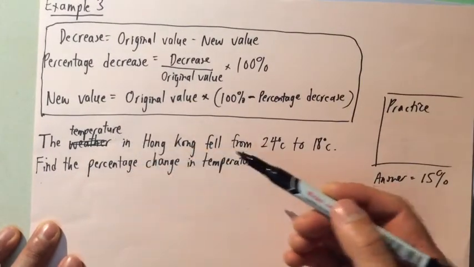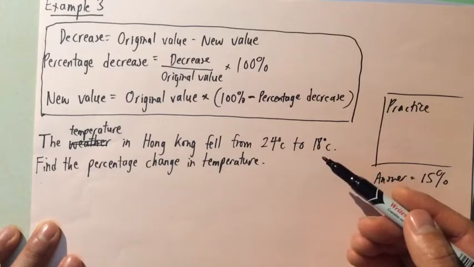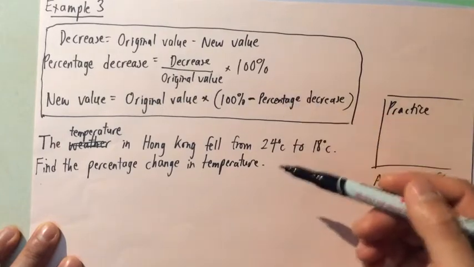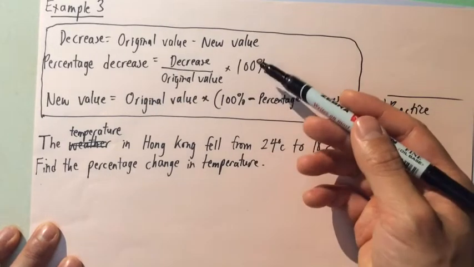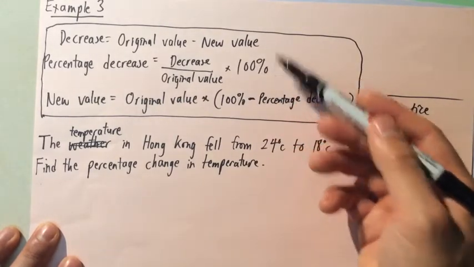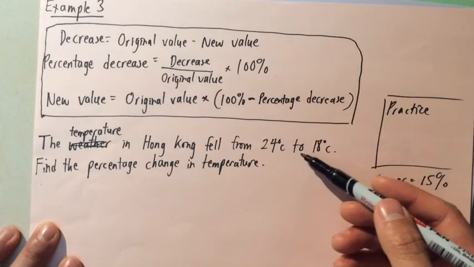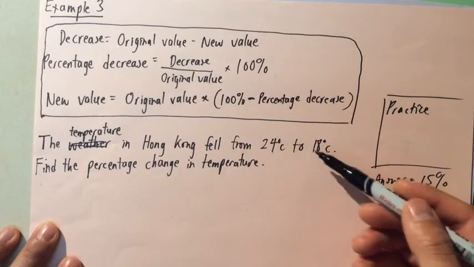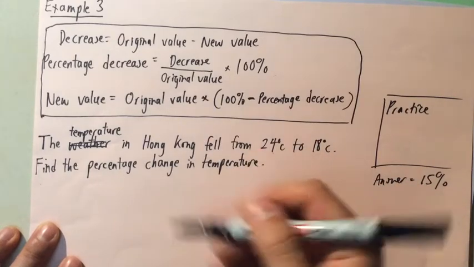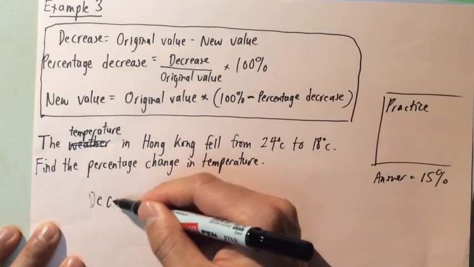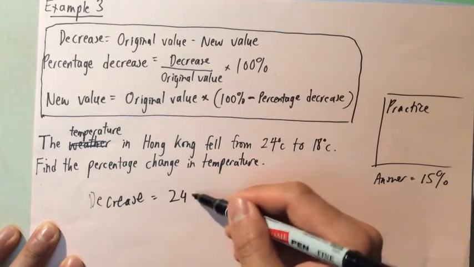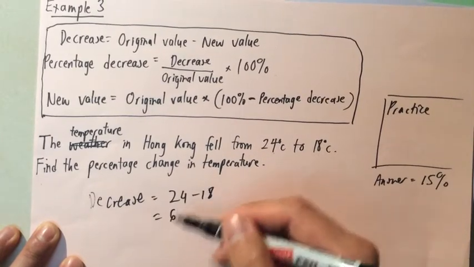The temperature in Hong Kong fell from 24 degrees to 18 degrees. Find the percentage change in temperature. So for this question, we can use these two formulas since we're given the new value and the original value. So our decrease is 24 minus 18, which is 6.